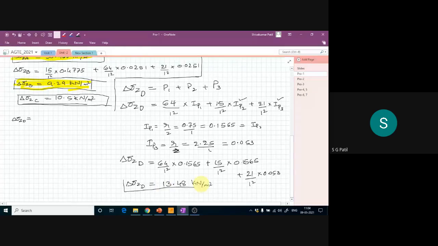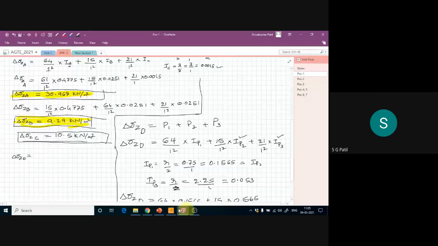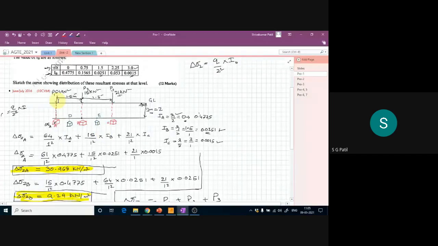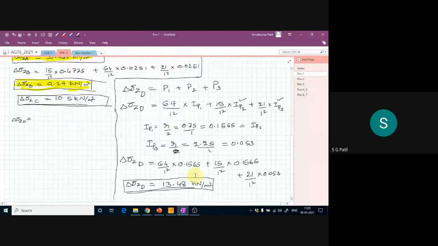Kilonewton per square meter. Units are also very important. Without a unit, it doesn't carry any marks. If you do not write any unit, I will straight away give 0 marks. Units are very, very important. Without a unit, this number does not have any meaning.